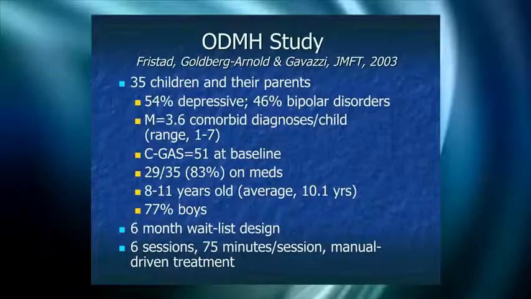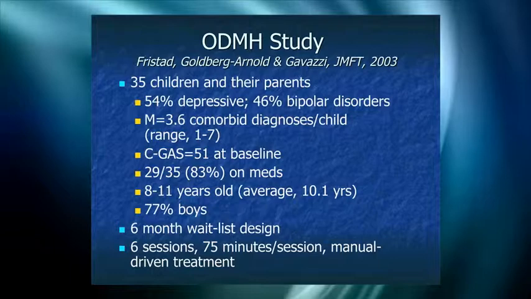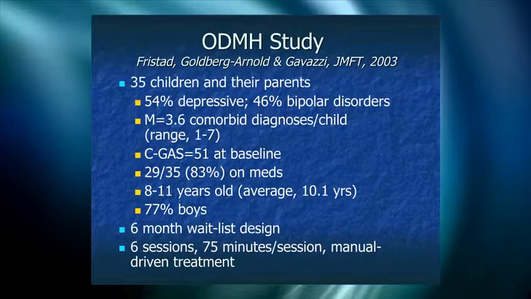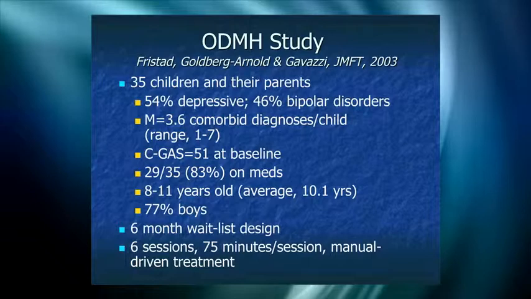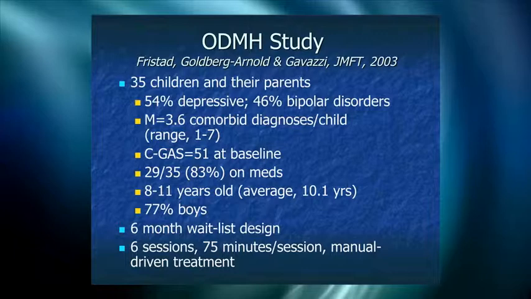Our first study, funded by the Ohio Department of Mental Health, published now almost 10 years ago. We had 35 children and their parents, about 50-50 split between kids with depressive spectrum and bipolar spectrum. These kids had, on average, 3.5 comorbid diagnoses. It ranged from 1 to 7. That's very commonplace for kids who have a mood disorder. Their CGAS at baseline, on average, was 51. Most of them came to us already on medication.